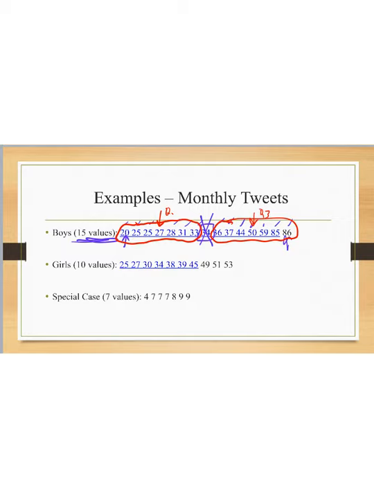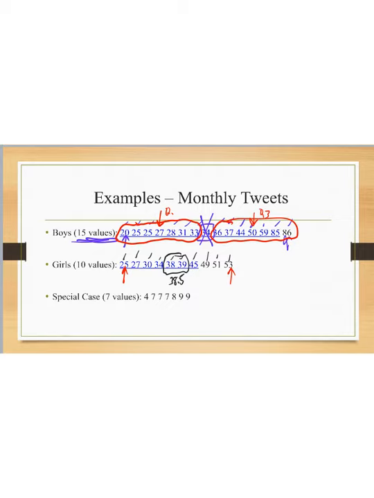For the girl values here, there are 10 of them. Clearly we have the min and the max again, and they're all in numerical order, which makes it a little easier. Now, when we get to the median here, since it's an even number of values, we cross out the 38 and 39 together. So the median is actually 38.5, which is the average of the middle values. And that's how you find the median if there's an even number of values.